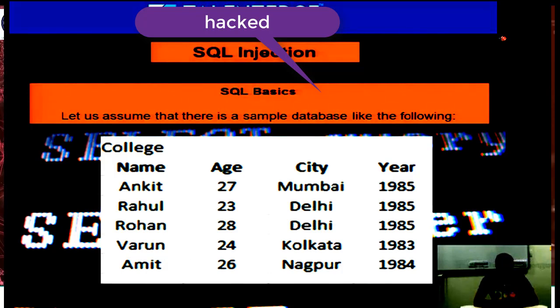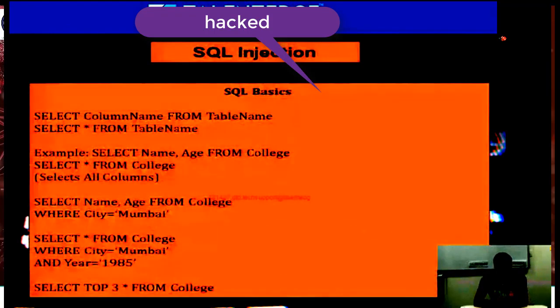Essentially it has the name, age, city, and year of all the students that are studying in that particular college. So if we wanted to interact with this database or table, if you wanted to retrieve some information from it, if you wanted to insert some information, delete some information, how do we do that? With the help of SQL commands.